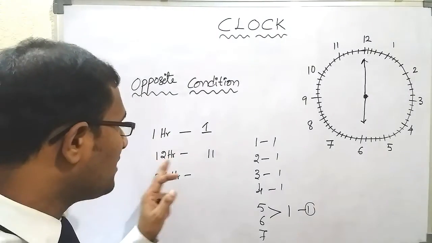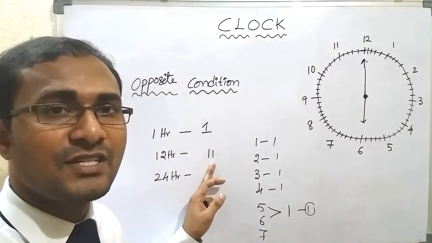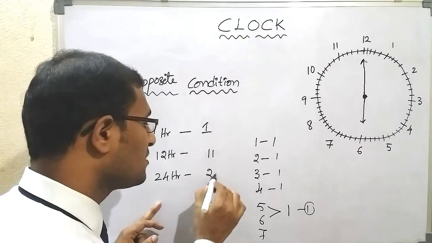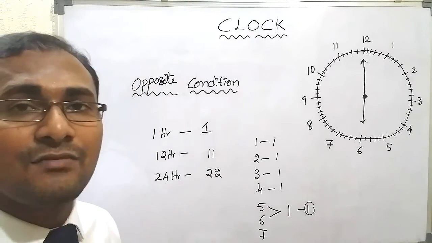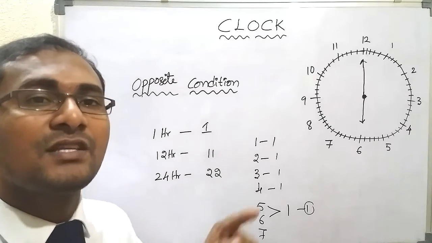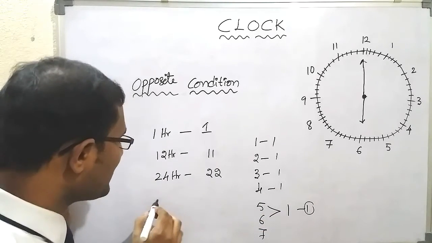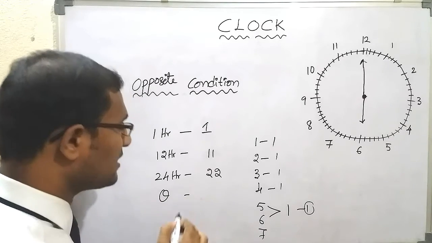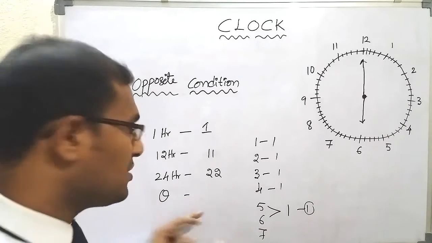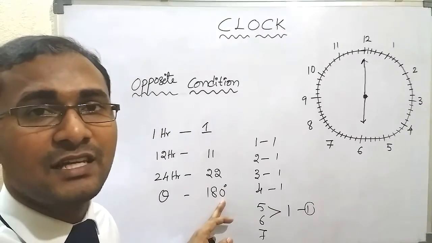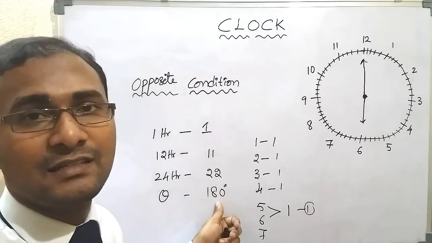So for 12 hours it takes 11 times the opposite condition, which means for every 24 hours how many conditions should there be? 22 times the hours hand and minutes hand lie opposite to each other in the same straight line. Now tell me, what is the angle between the hours hand and minutes hand for the opposite condition? Clearly it is 180 degrees.